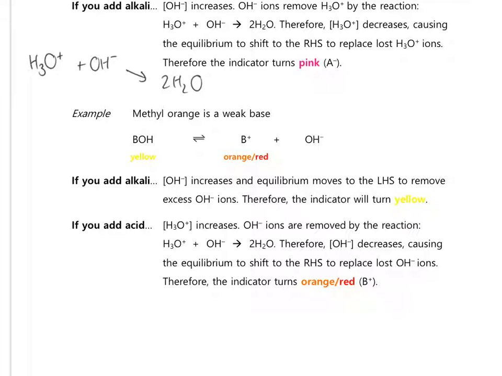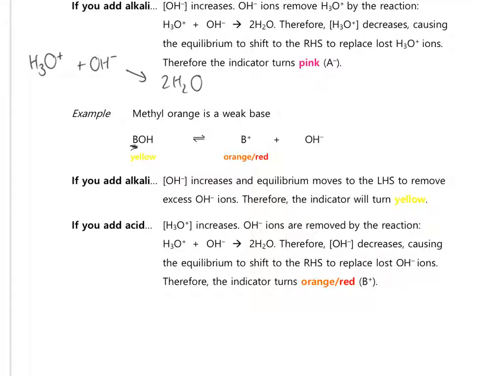Here we've got the dissociation of our methyl orange, just represented generally by B for base, because methyl orange is a weak base rather than a weak acid. So again, a weak base is one which partially dissociates. What's the difference between the two? One's a weak acid, one's a weak base. You're looking at why they're weak, and what it means by the fact that they're weak.